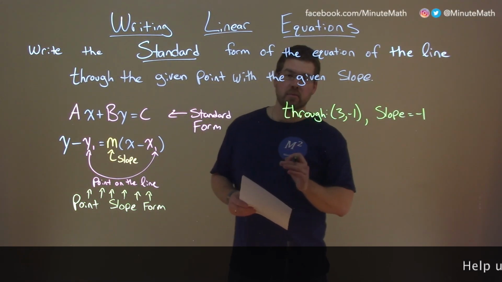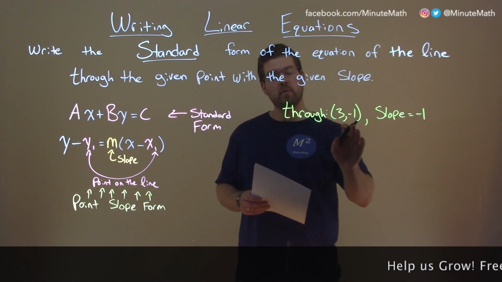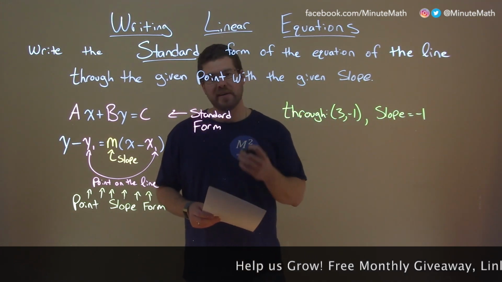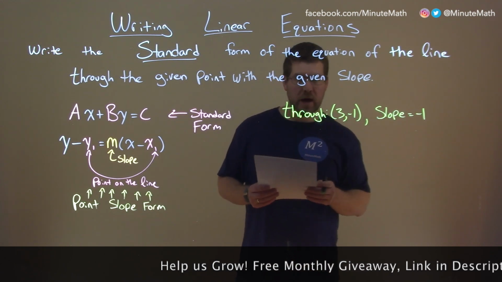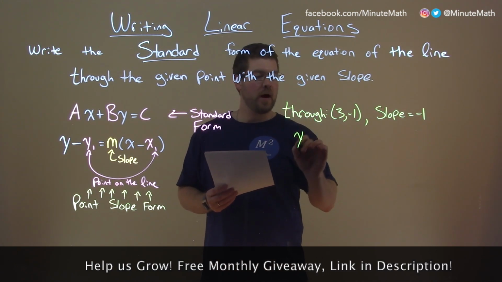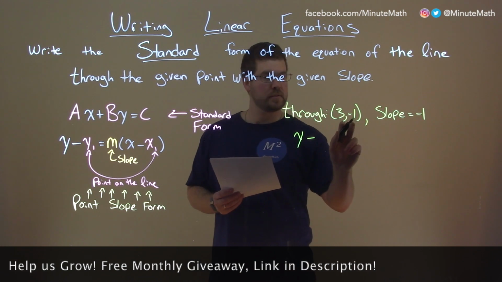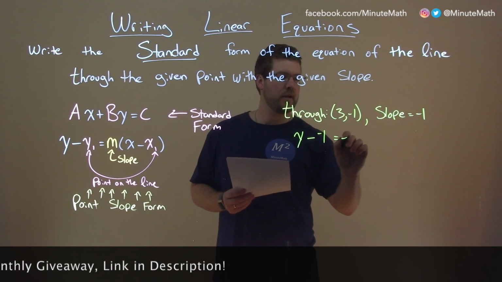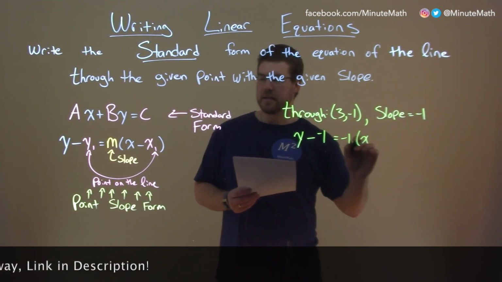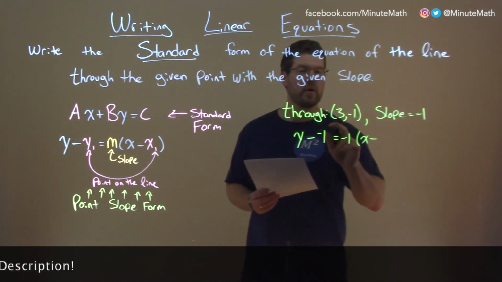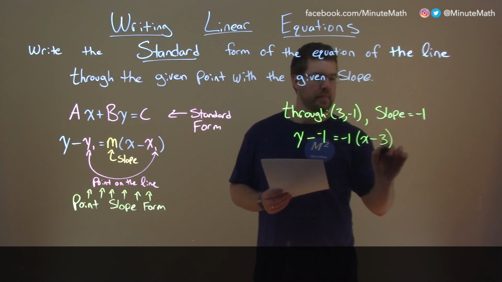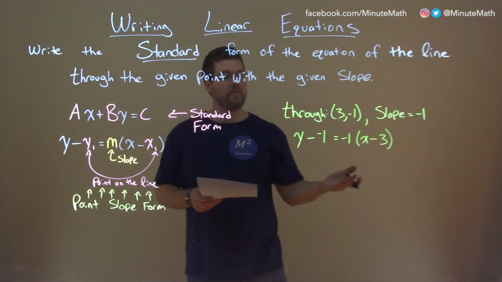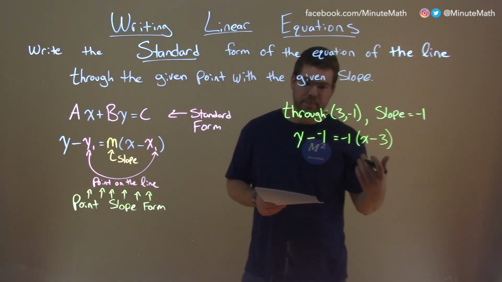I was given this problem through 3, -1, and our slope is a -1. I'm going to first start with our point slope form and fill in these values here. So we have y minus our y1, which is the coordinate here, -1, equals our slope, they told us is -1 here, times x minus x1, which is 3. Now I'm going to simplify this and try to get it into our standard form by bringing our variables to the left, numbers to the right.